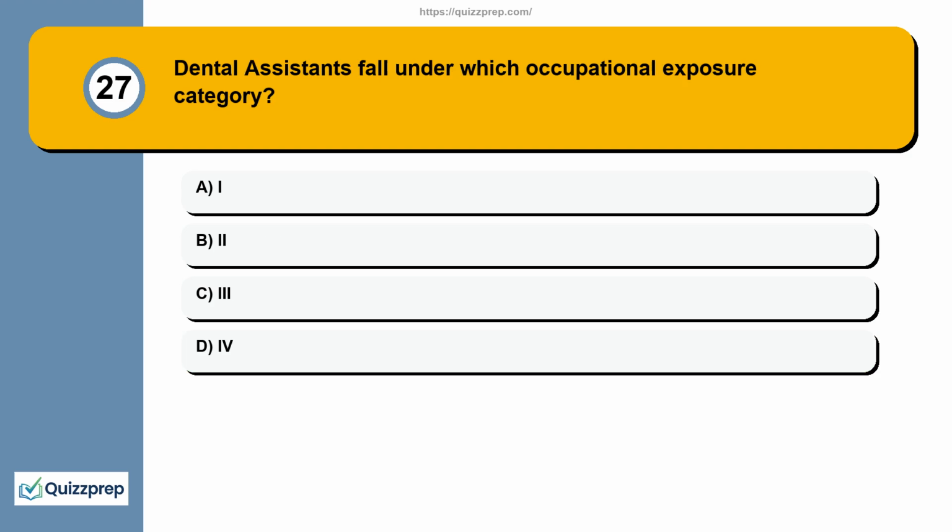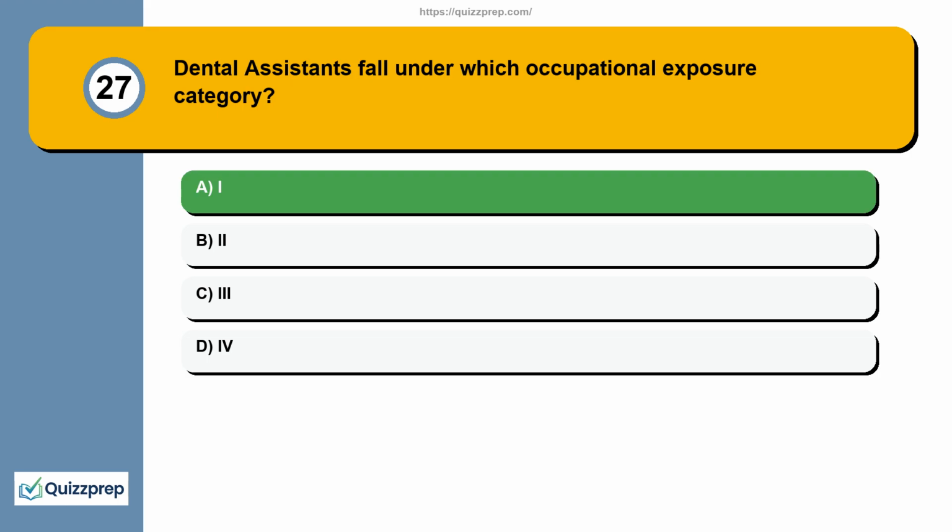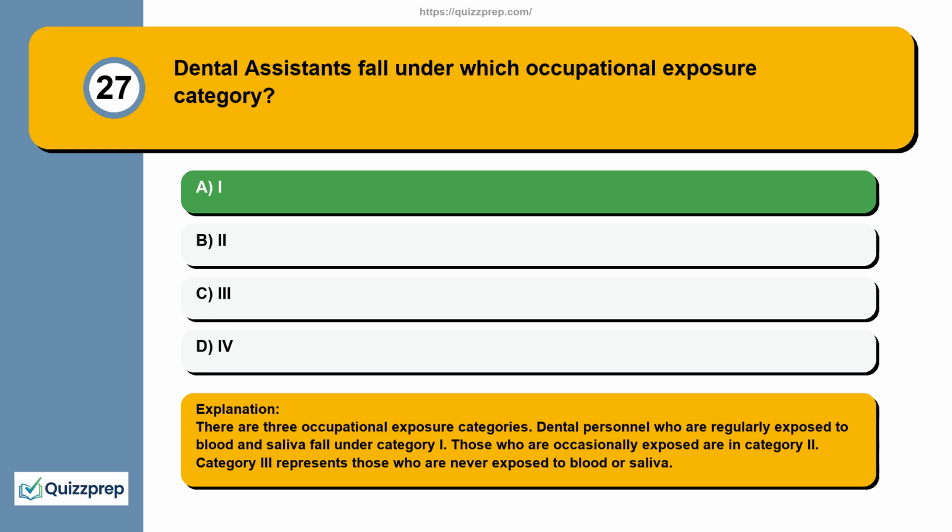Question 27. Dental assistants fall under which occupational exposure category? 1, 2, 3, 4. There are 3 occupational exposure categories. Dental personnel who are regularly exposed to blood and saliva fall under category 1. Those who are occasionally exposed are in category 2. Category 3 represents those who are never exposed to blood or saliva.